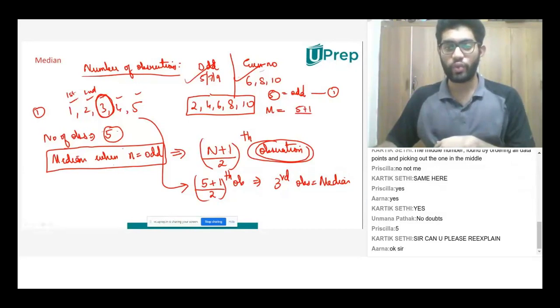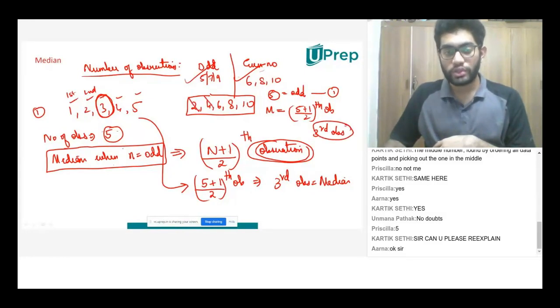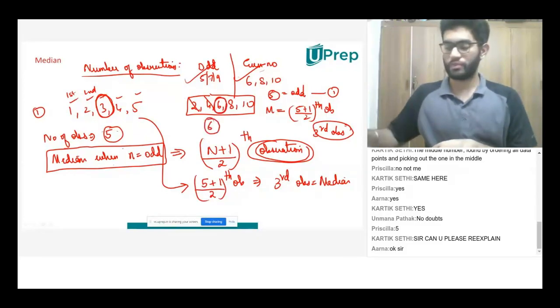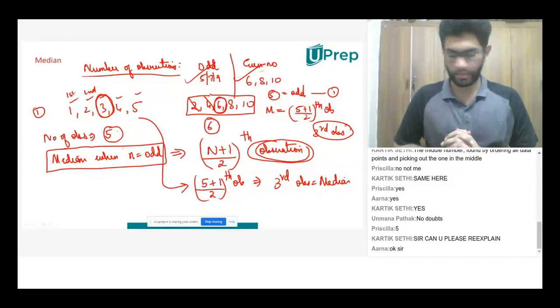That is the 5 plus 1 by 2th observation. That means the third observation, guys. Now, what is the third observation? 1, 2, 3. That means the median is 6. Is this very clear?